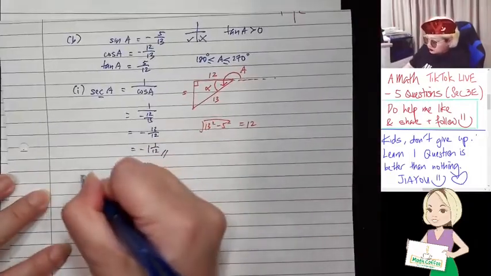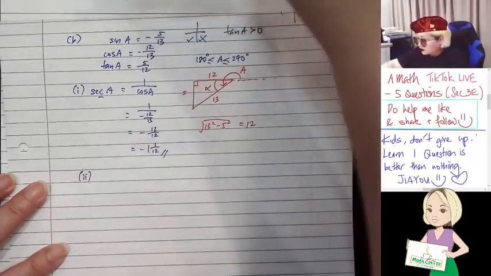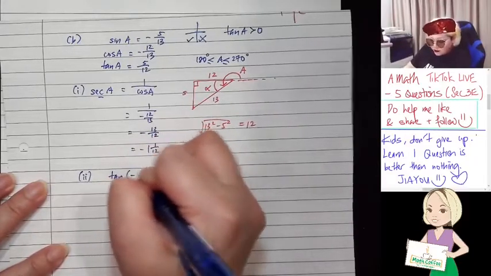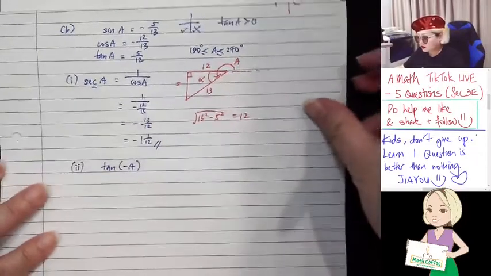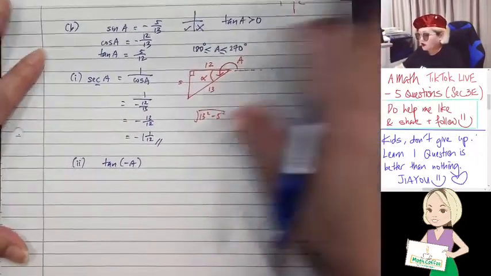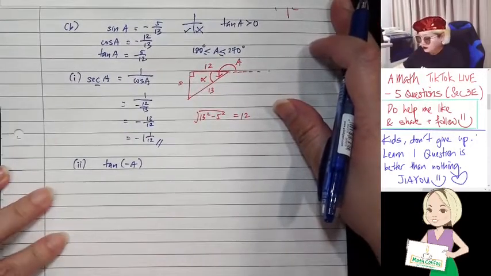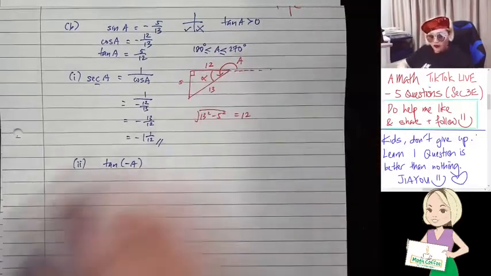Okay. Part 2. This is a tough one. Part 2. Tangent minus A. Okay, tangent minus A. So this is a tough one. Why do I say tough?